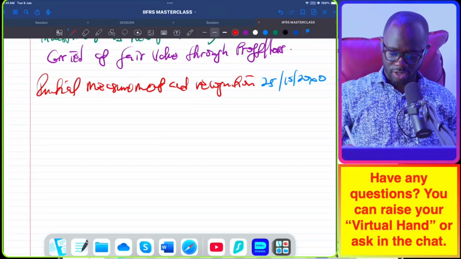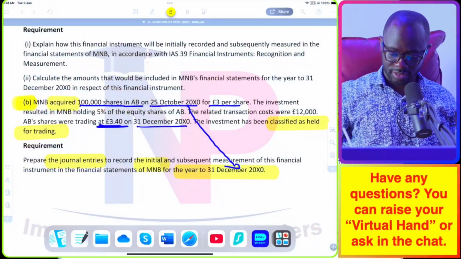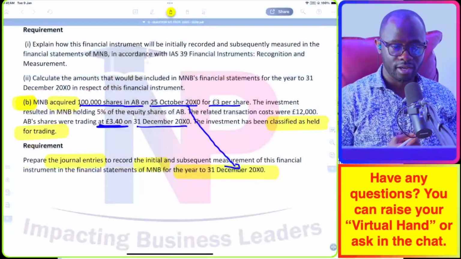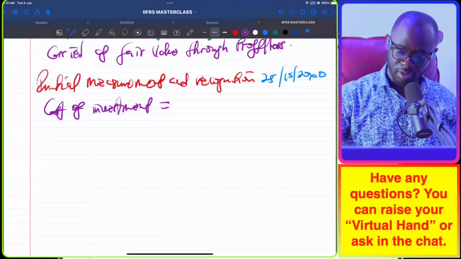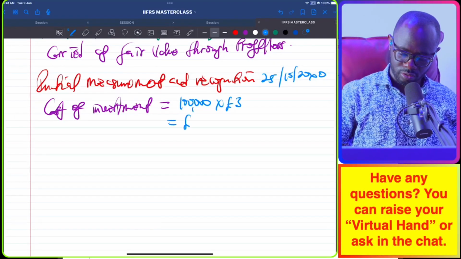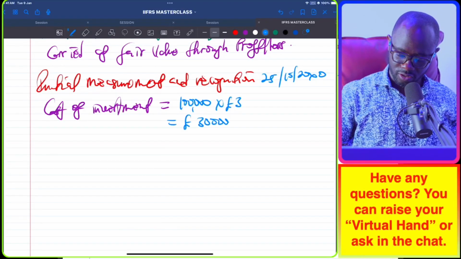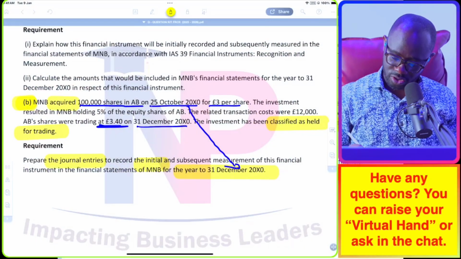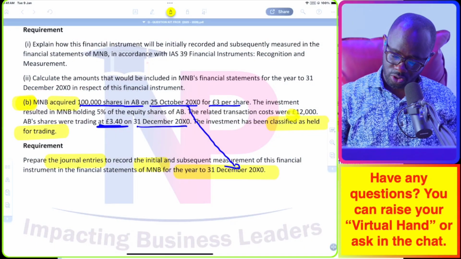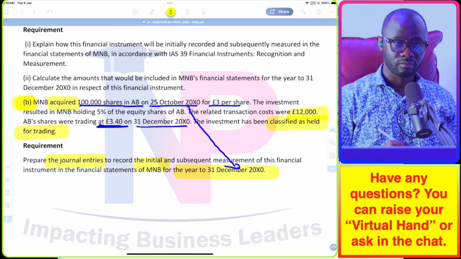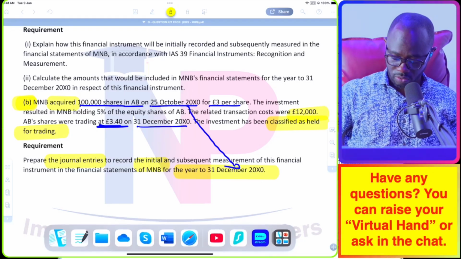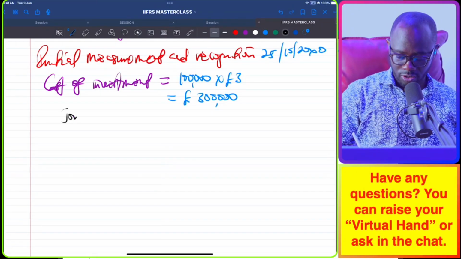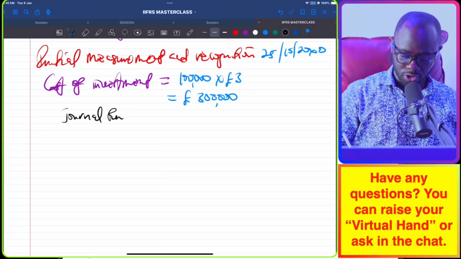So let's look at the cost of investment, how much they paid. We bought 100,000 shares at £3 per share, and so that means we paid £300,000. Then there is a transaction cost we are told was 12,000. We pay that as well. So what will be the journal entry? In this question, the examiner wants us to pass journal entries.